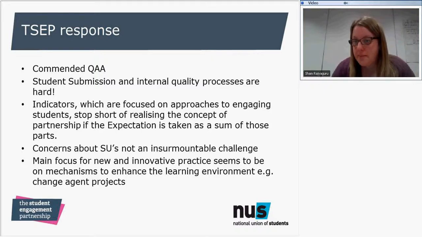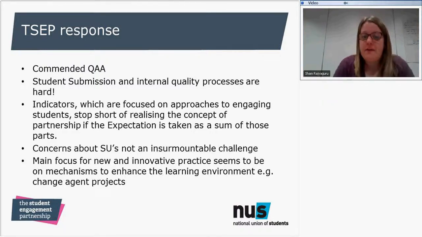We also did this, not just because they're sitting next to me today, but because we really wanted to recognise the work that they had done at a national level to accelerate the involvement of students in quality processes, particularly in reviews, which Catherine will potentially touch on. But we wanted to recognise that student submission and student engagement in internal quality processes is really hard, and something that student unions are still struggling with.